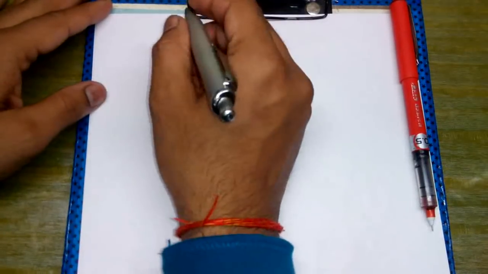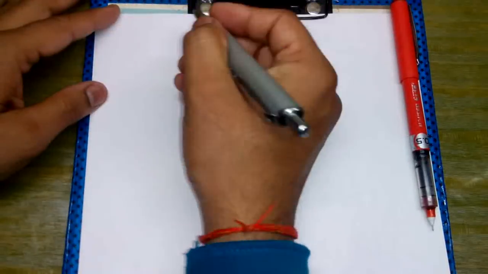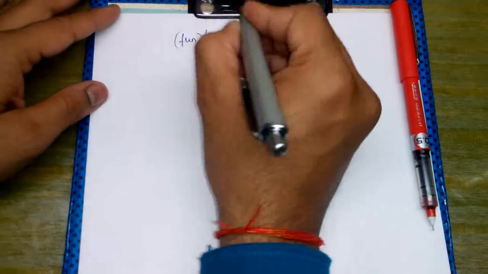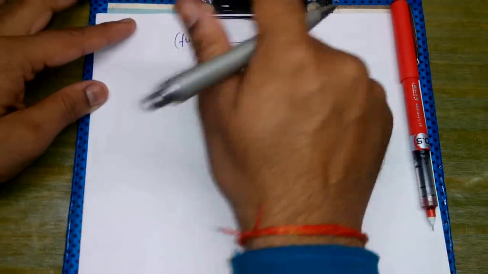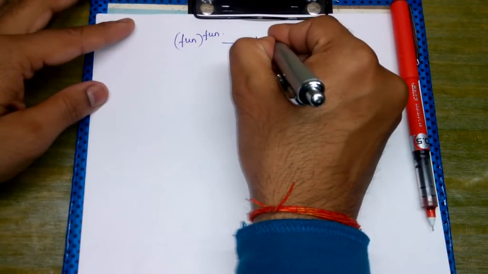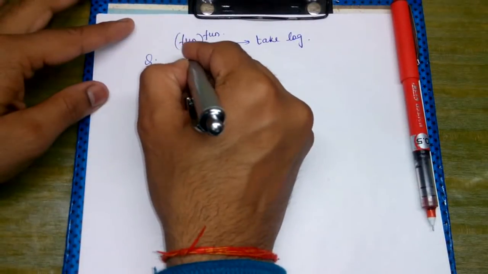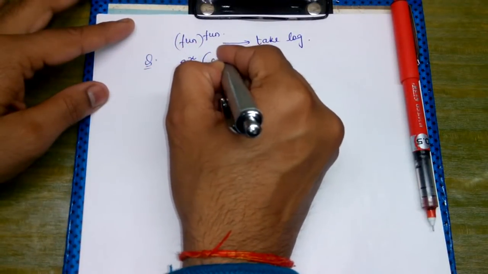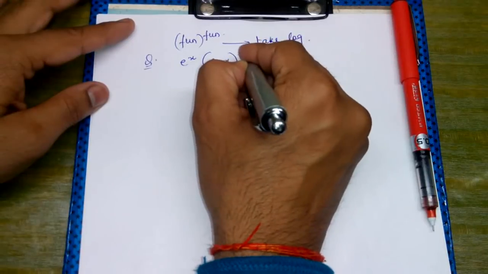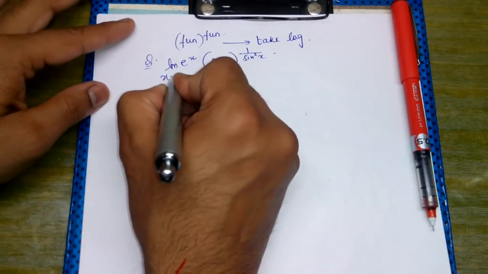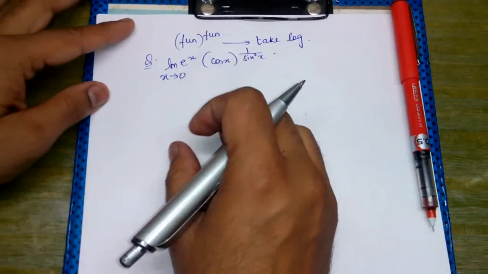Now let us discuss an important type of problem which can be asked in the GATE or any important examination, such that we have been given a function to the power of a function. For such type of problems, what we do is we take the log. For example, we have been given limit x tends to 0 of (e to the power x plus cos x) to the power of 1 upon sine square x. Now we have been given this.